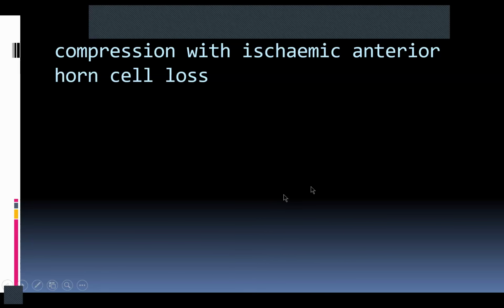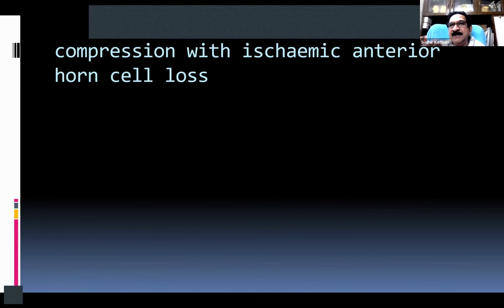Sir, this patient also has absent ankle jerk. That is because he's an old man, diabetic, no? So it cannot be necessarily correlated. He's 70 years old or something.